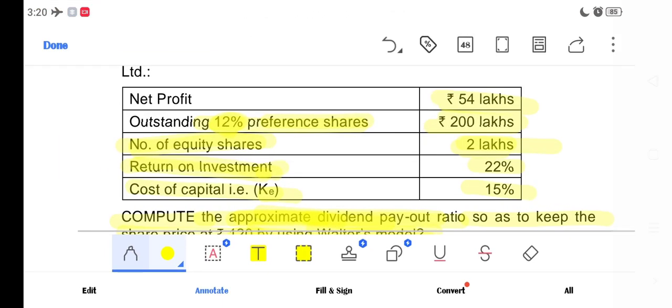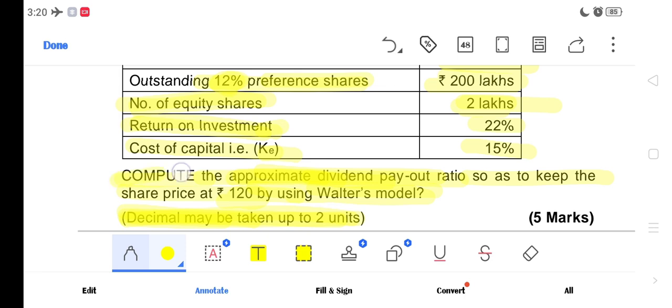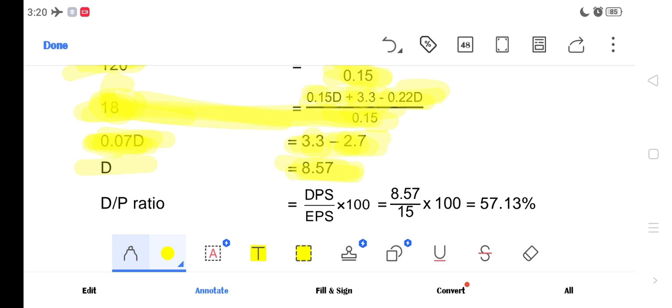Did he ask about dividend, guys? Tell me one thing. Compute the approximate dividend payout ratio. What is the payout ratio he wants? So how do we calculate dividend payout ratio, guys? From the earnings only, you pay the dividend. We have also seen this in law. So from the earnings available, you have to pay the dividend, right? So what does the dividend payout ratio mean? From the earnings, how much percentage you are going to pay.